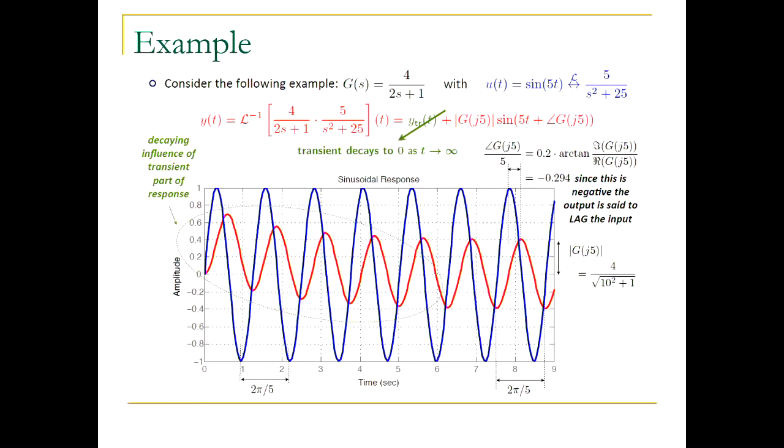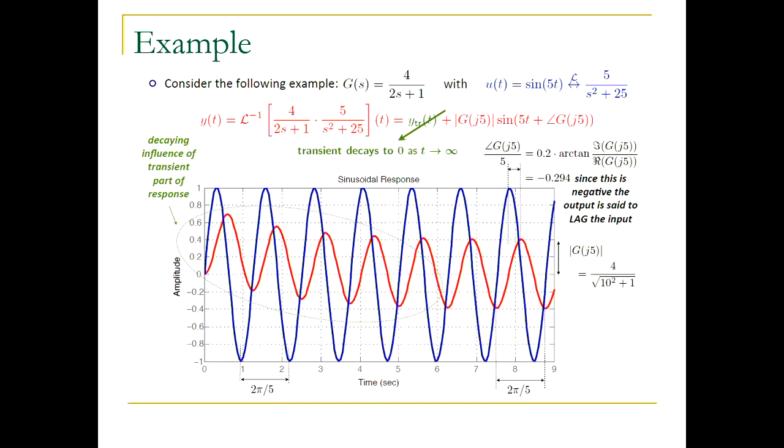Here is what it looks like in an example. So if you look at this example where the transfer function is 4 over 2s plus 1, and the input signal u of t is sine 5t, which is equivalent to the Laplace transform 5 over s squared plus 25.